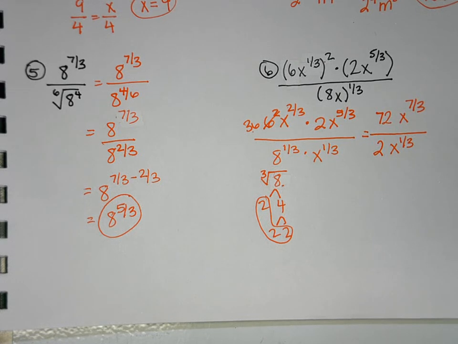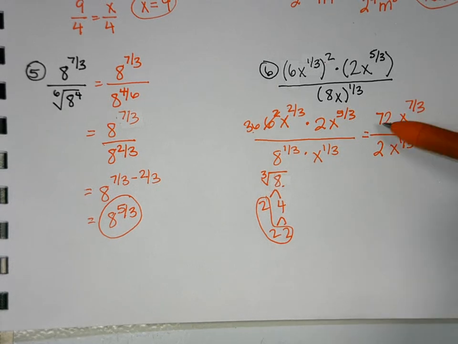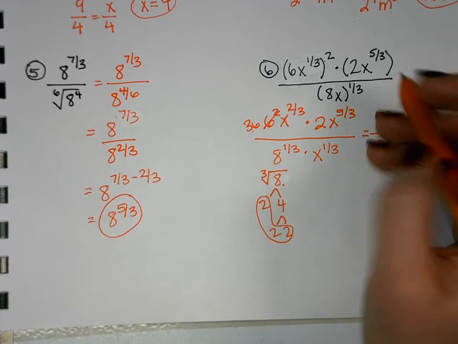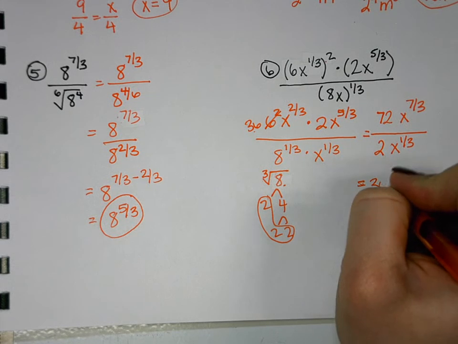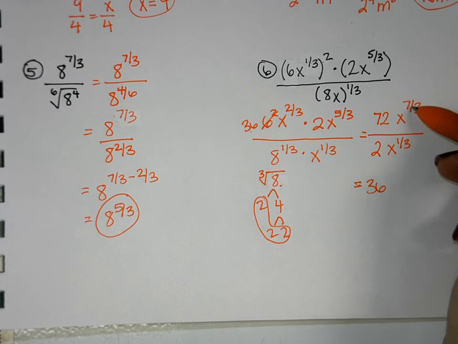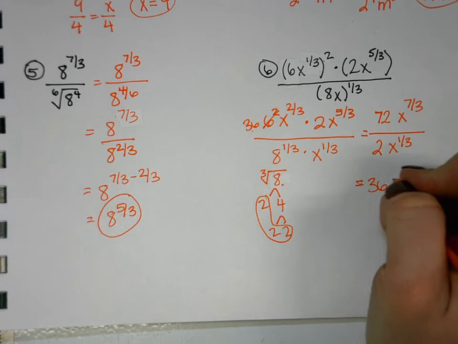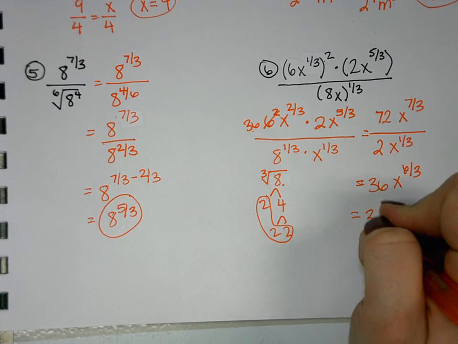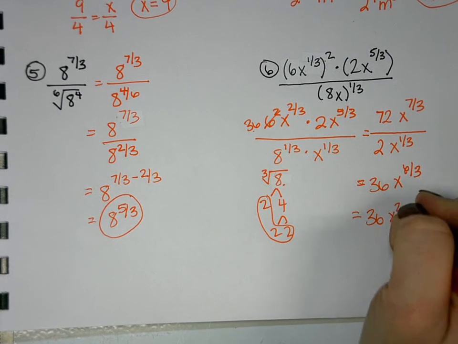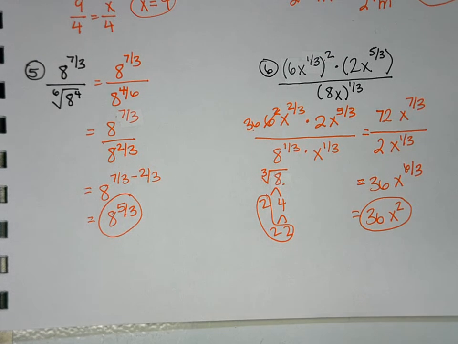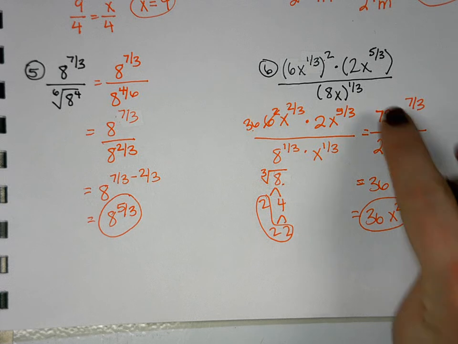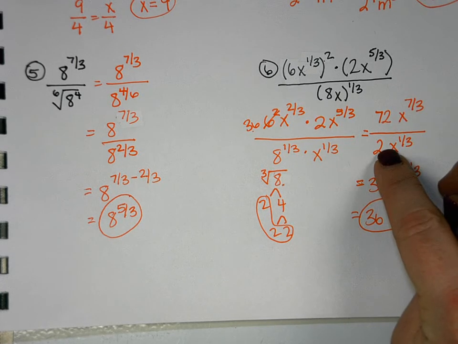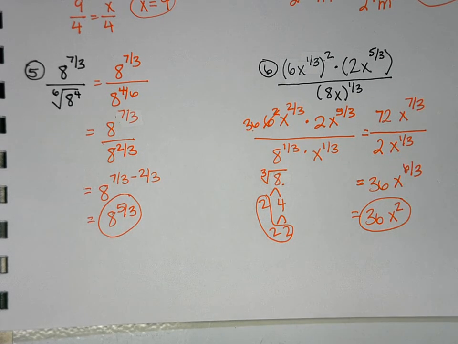So from here, we can divide the numbers. So 72 divided by 2 is 36. And for the variable, we can subtract the exponents. So 7/3 minus 1/3, 6/3, which we can reduce to be 36x squared. And that would be your final answer. And so how did you get the 36? 72 divided by 2. So just divide the numbers like we would normally do it.